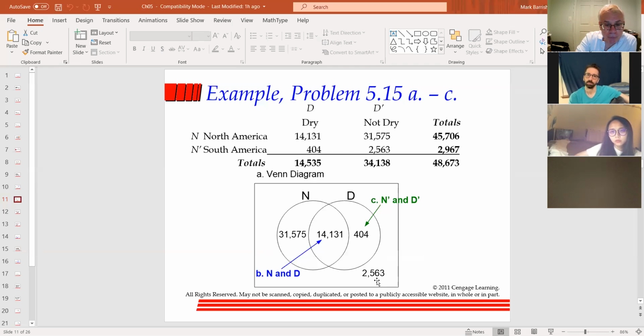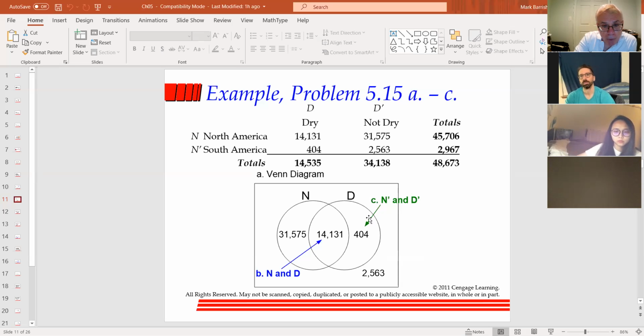What's this number? This is 2563. The only one that's not included in the graph. So the dry ones in South America? Let me say that again. No. The not dry wells in South America. Yeah. So this here represents all the others. It's the complement of both of these together, right? It's not N and not D.